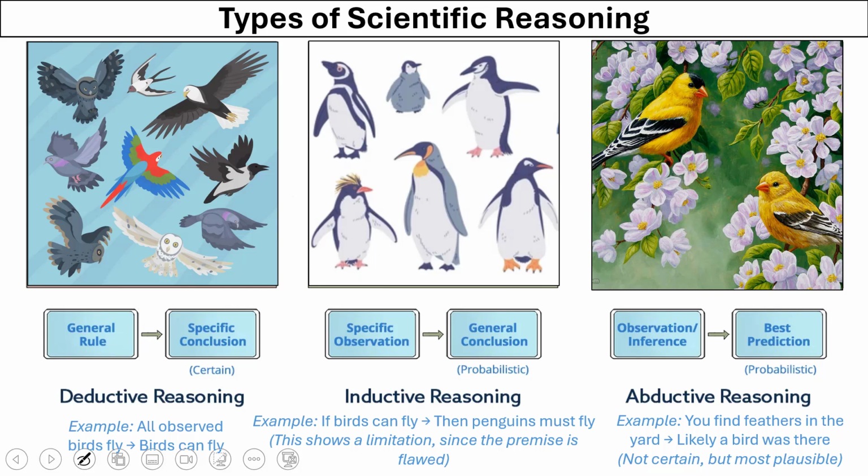So one very safe method of scientific reasoning would be abductive reasoning, in which you have some observations and then you try to make the best possible prediction out of it. And then once you have those predictions, you can test them, or you can perform experiments to test them. For example, if you find some feathers in your backyard, you would make a prediction that some birds came to the backyard and left their feathers there, or it gives you a prediction that birds come to your backyard.